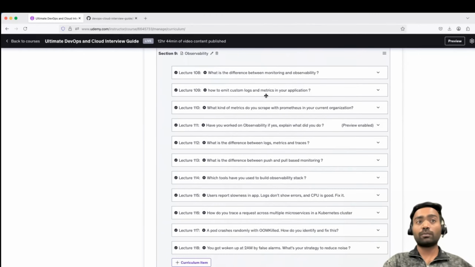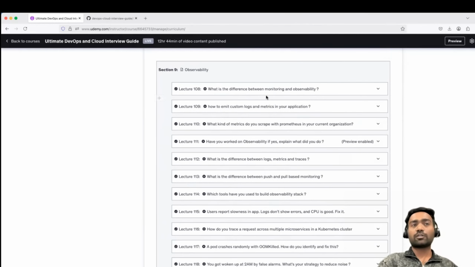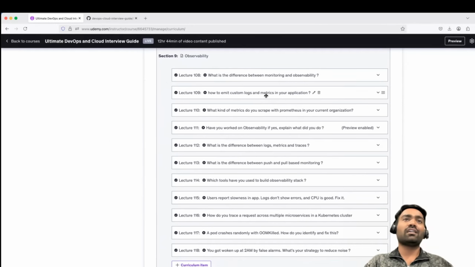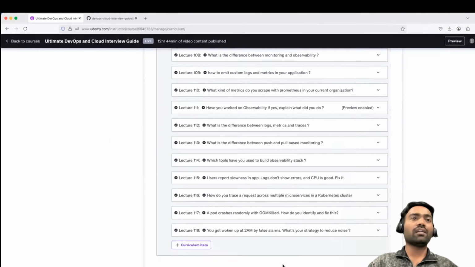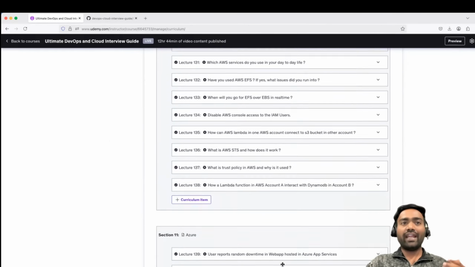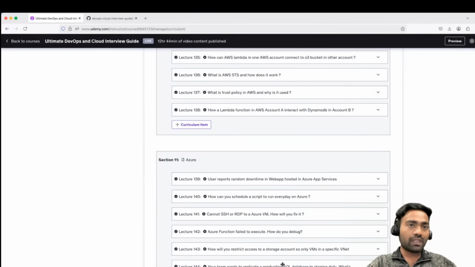We also covered observability. This is a shared responsibility of DevOps and SRE engineers. But these days, you will find observability in some of the job descriptions. So that's why we identified the common questions that are asked in observability, again, scenario based, and we tried to put them here. You'll find a lot of questions on AWS and Azure as well.